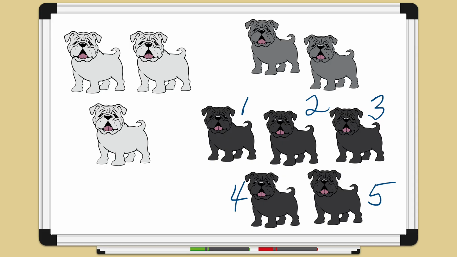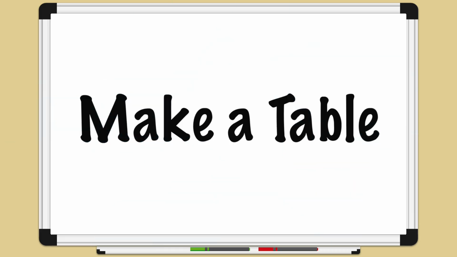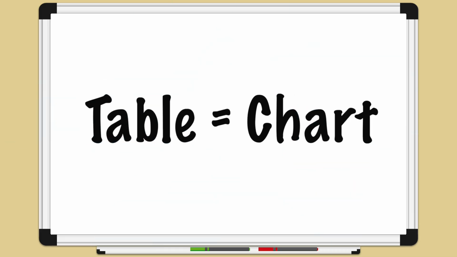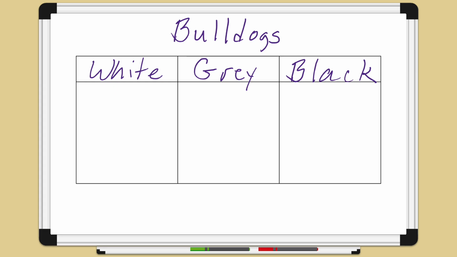Now, let's organize our information. We can make a table. A table is a kind of chart. Let's give our table a heading. Bulldogs. Let's set up 3 columns, 1 for each color: white, gray, and black.